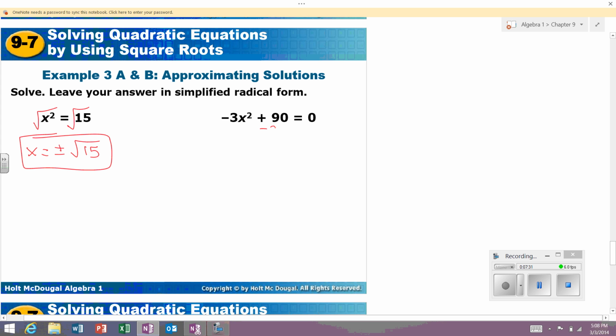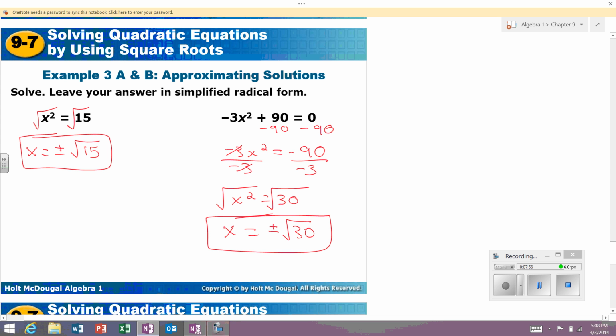For this next one, I'm going to isolate the x squared by moving the 90 over. Then I'm going to divide both sides by -3 so that I can get rid of the -3 over here. Negative divided by negative is a positive, and 90 divided by 3 is 30. So then I'm going to take the square root of both sides. So x is equal to plus or minus the square root of 30, and we would leave it like that.